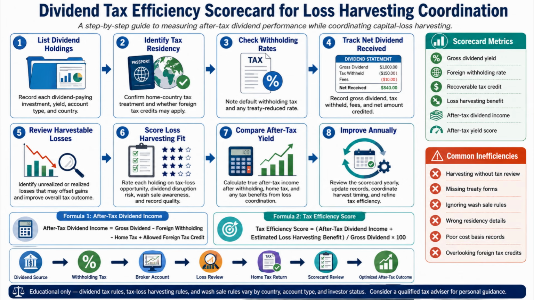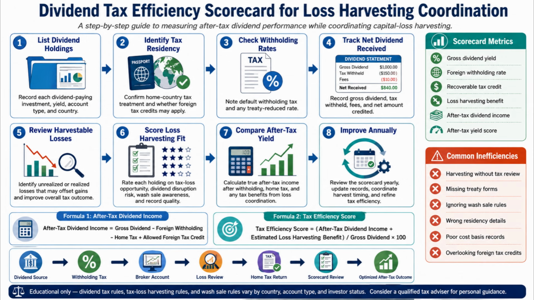Now, review harvestable losses. Look for unrealized or realized losses that may help offset eligible gains and improve the overall tax outcome. Loss harvesting should not be done randomly, because it needs to fit your portfolio strategy, local tax rules, and investment goals. Next, score the loss harvesting fit. Rate each holding based on tax loss opportunity, dividend disruption risk, wash sale awareness, and record quality. This helps you decide whether a loss harvesting move may be useful or whether it could create extra complications.